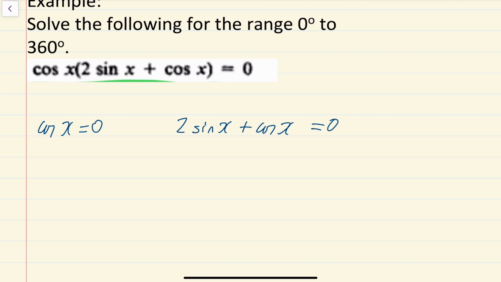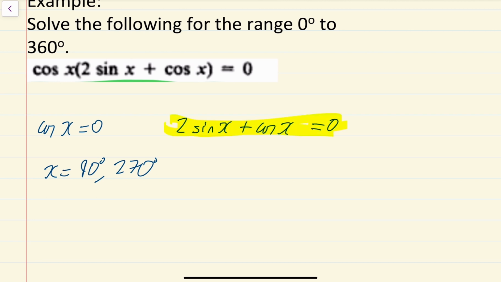So that's how you can use your CAST diagram for ones like that. So here you could say that x is going to be equal to 90 degrees or 270 degrees. Right, so that is part of your solution. The next part of your solution, we're looking at this thing over here.